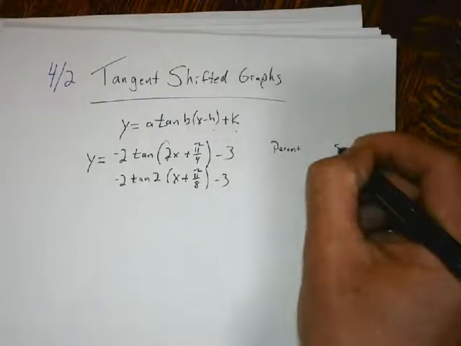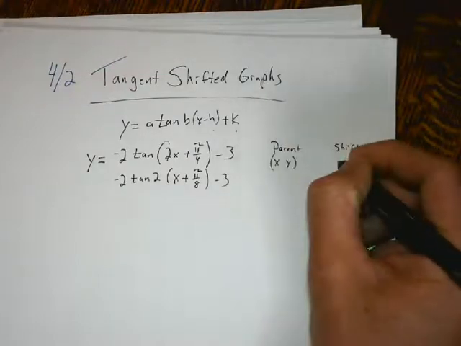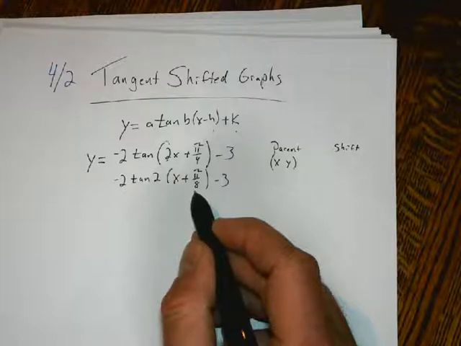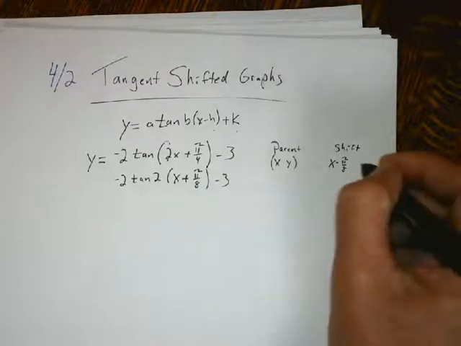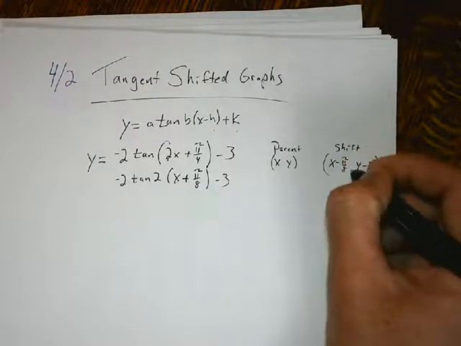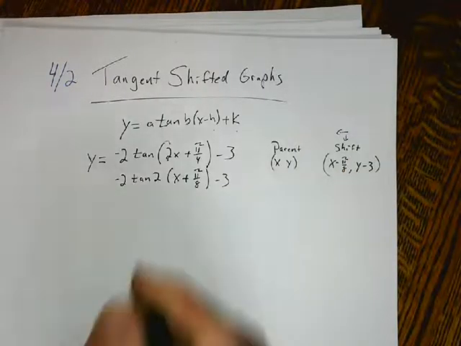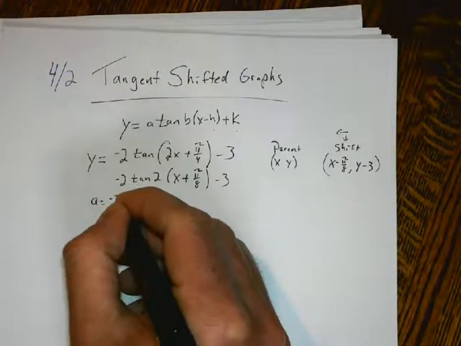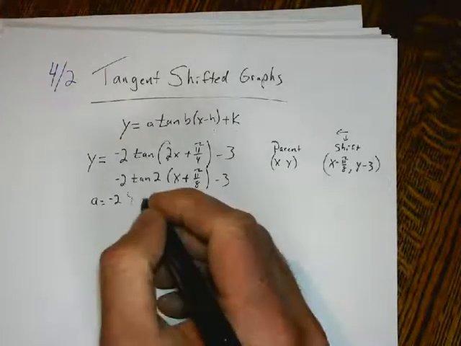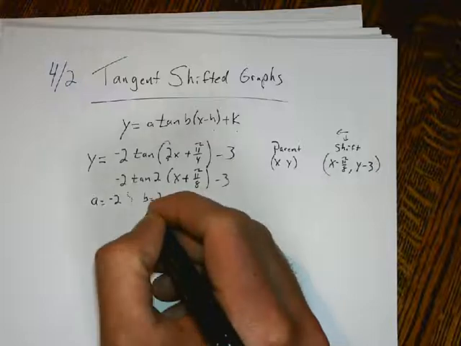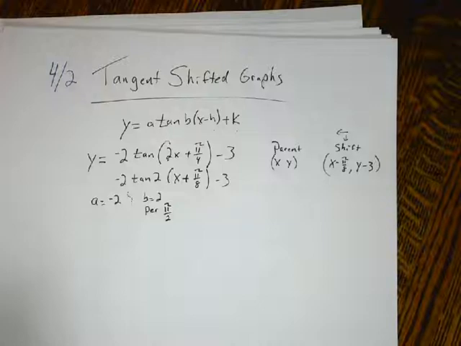Okay? So now we know that you have your parent and our shift. We know our parent is just our regular x and y. Our shift in this case is going to be x minus pi over 8, and that's going to be y minus 3. So we know the graph is going to move left and it's going to move down. Our a value is -2. That means that our graph is going to work in the opposite direction. Our b value is 2, so our period is going to be pi over 2. Remember, period is always pi over b for a tangent.